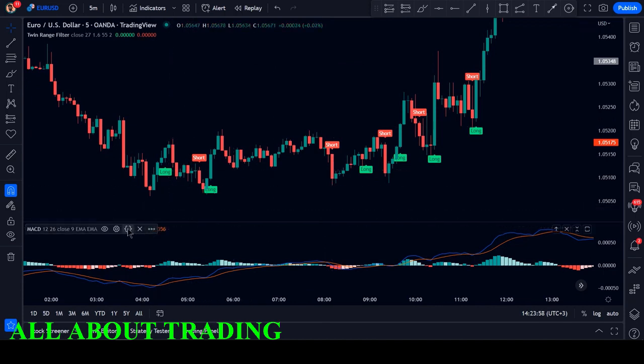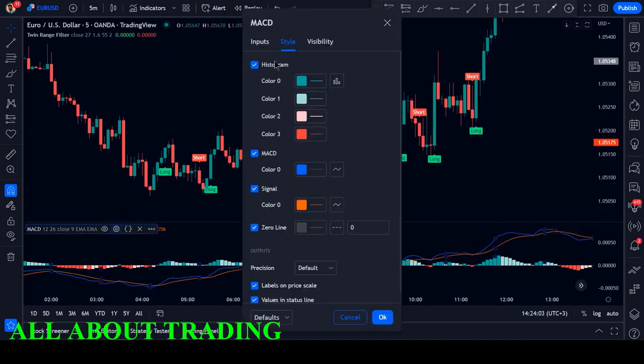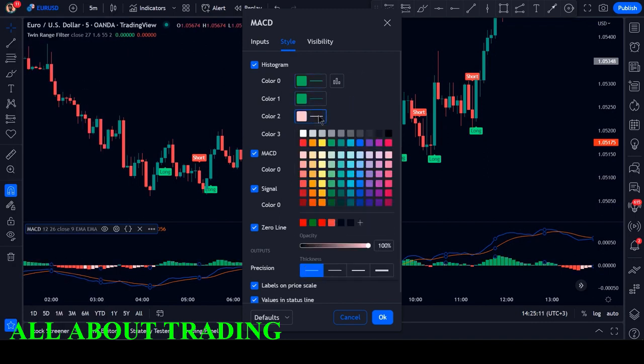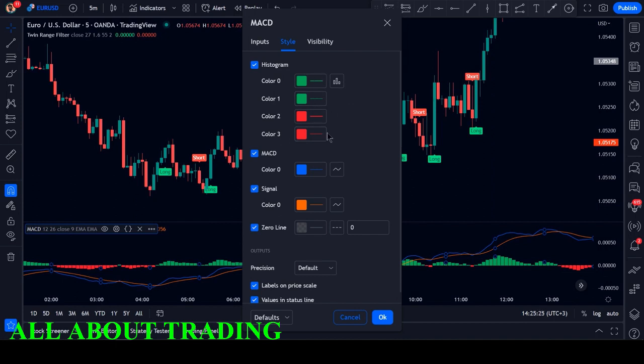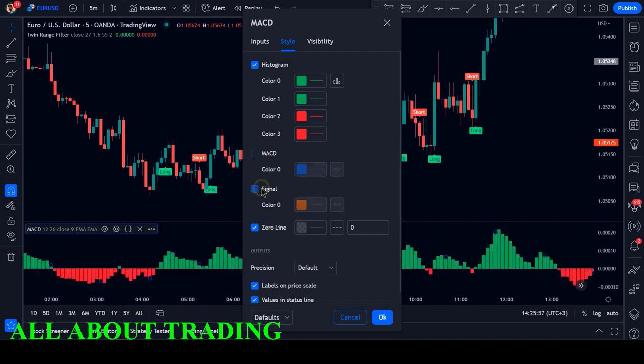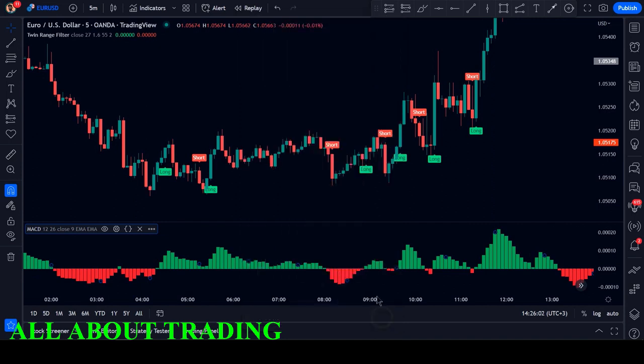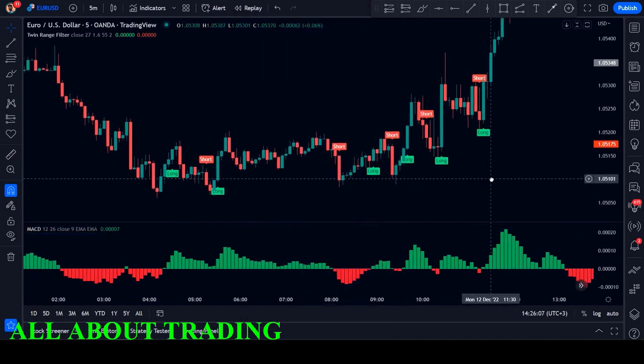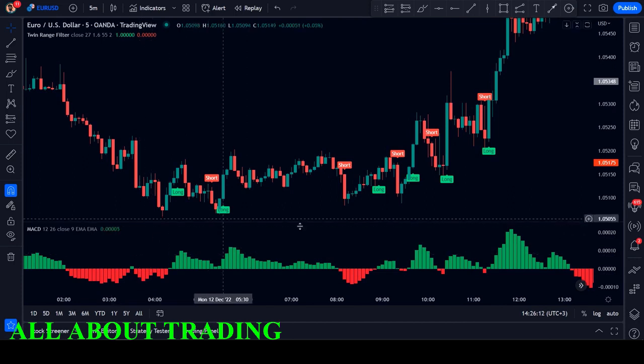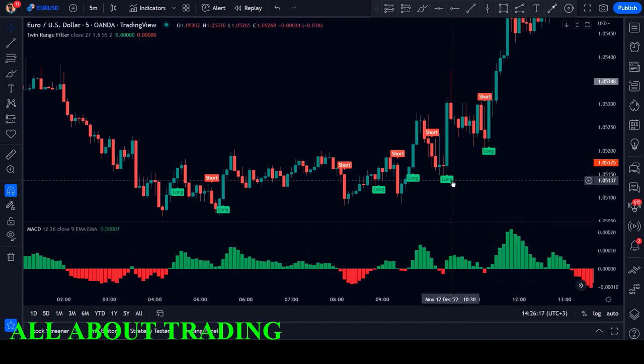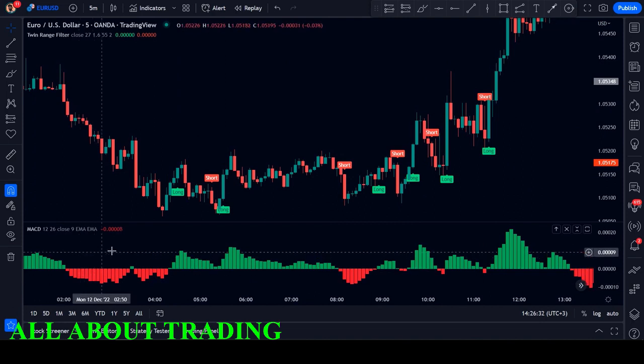We're gonna access this indicator settings by clicking right here. Head over to the style tab and change the histogram colors to the primary green and red like this. After that, uncheck the MACD line as well as the signal line and then click OK. Now this indicator will be our short-term trend identifier. When the histogram is green, it means that the market is in a short-term bullish trend, so we will be looking to only take long trades. And when the histogram is red, it means that the market is in a short-term bearish trend and we will be looking to only take short trades.